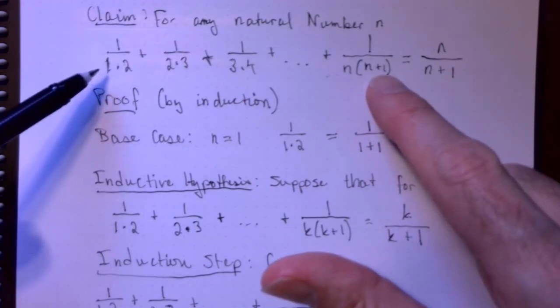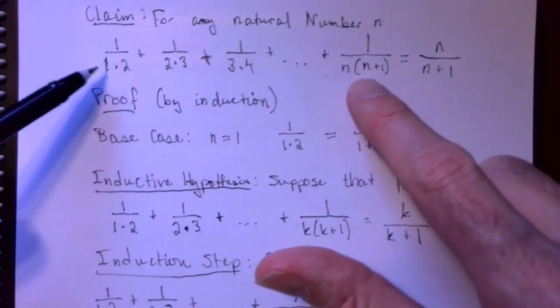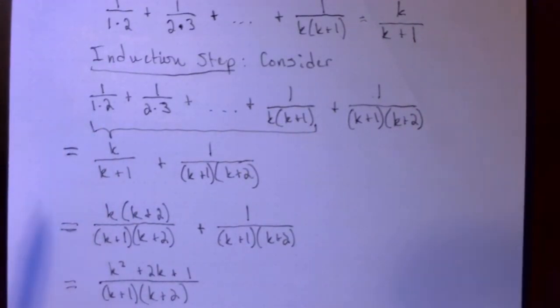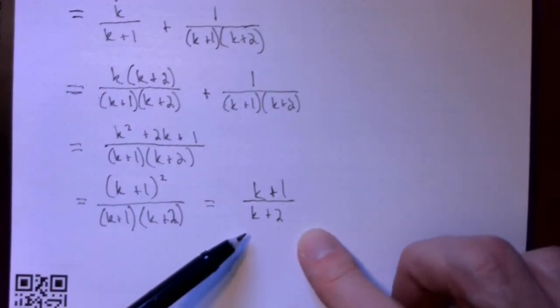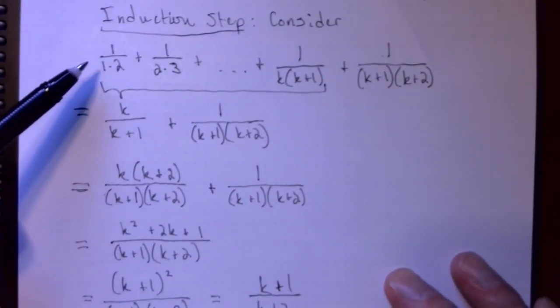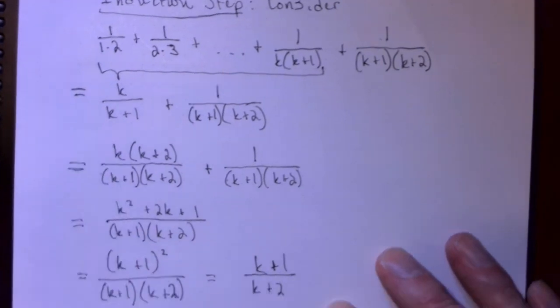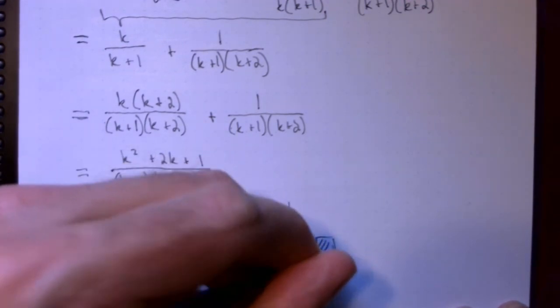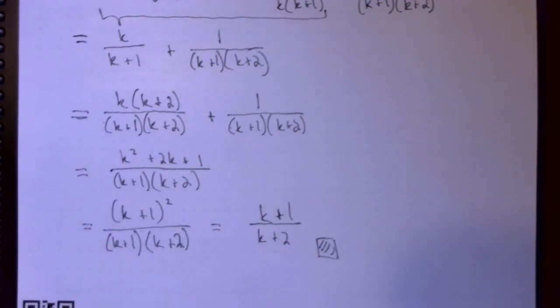So the claim for n equals k plus 1 says that the sum that we started with right here should be equal to k plus 1 over k plus 2. And if the inductive hypothesis holds, then that part of the claim is true. And since we've shown that the base case holds, we have shown that our claim will hold for all natural numbers n. Okay, so two examples using the technique of mathematical induction.